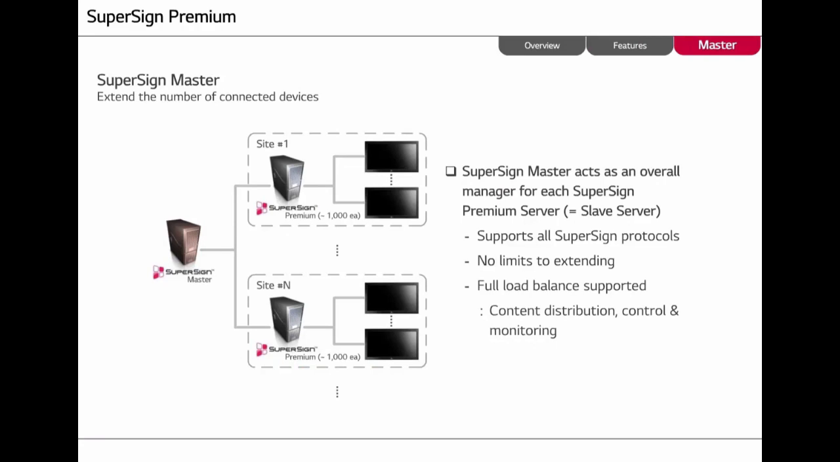Before we end, I talked about SuperSign Premium's ability to support more than 1,000 displays. This is possible due to an optional software product called SuperSign Master. SuperSign Master is a product for managing multiple SuperSign Premium servers. While each SuperSign Premium server can manage up to 1,000 displays, SuperSign Master is installed on a separate server, and groups a multiple number of SuperSign Premium servers together and manages them via network.